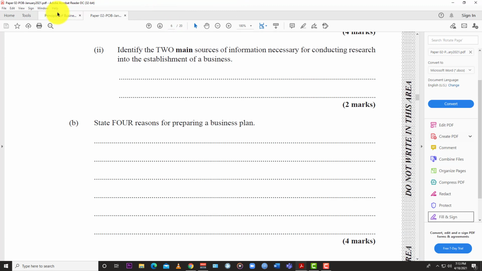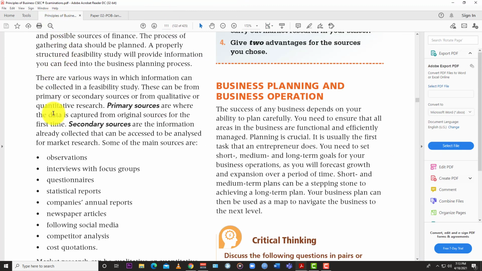And so you have them listed nicely in the textbook. There are various ways in which information can be collected in a feasibility study. These can be from primary or secondary sources, from qualitative or quantitative research. So the main thing is primary and secondary sources.